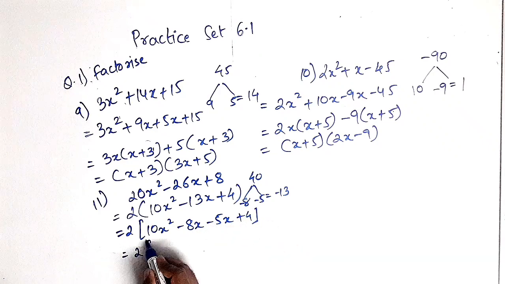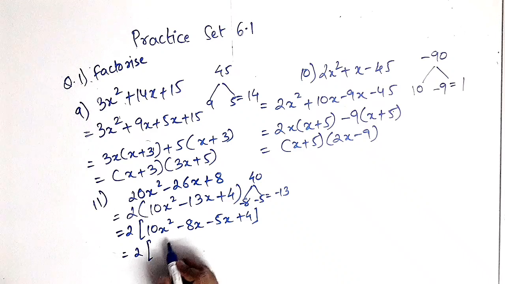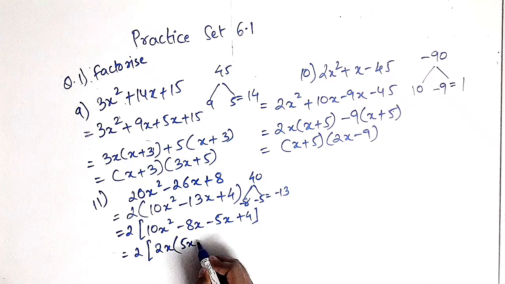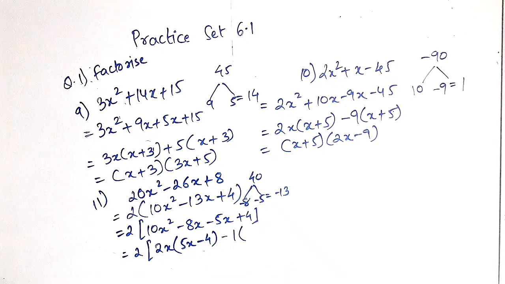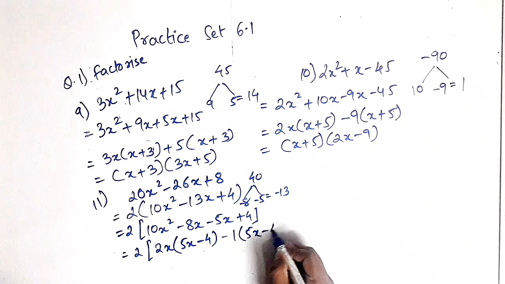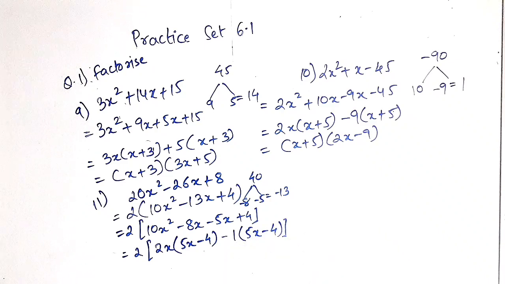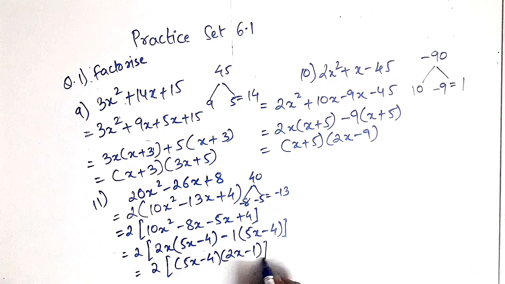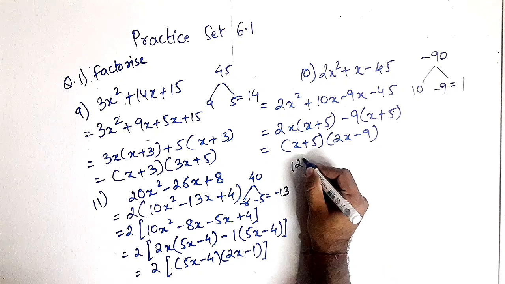Now 2 is aside. This is 10x square minus 8x. What will I take common? 2x I'll take common. What remains? 5x minus 4 remains. Minus nothing is common, so I'll take 1. 5x minus 4 remains. Then 2 common. What remains? 5x minus 4 remains, and 2x minus 1 remains. Okay, then you have the 12th one.